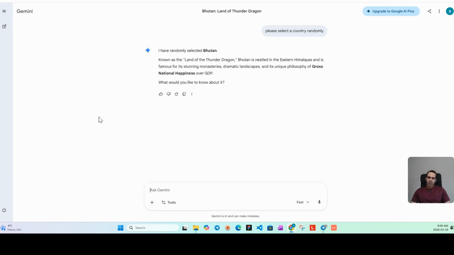We want to just select a country by random. Okay, this country is Bhutan, known as the land of the thunder dragon. Bhutan is nestled in the eastern Himalayas and is famous for its stunning monasteries, dramatic landscape.